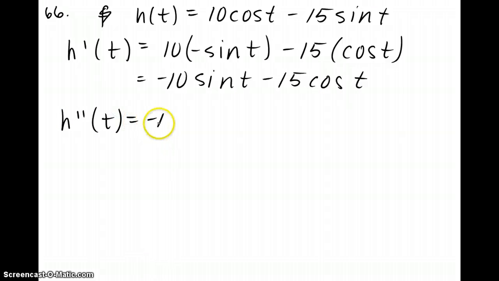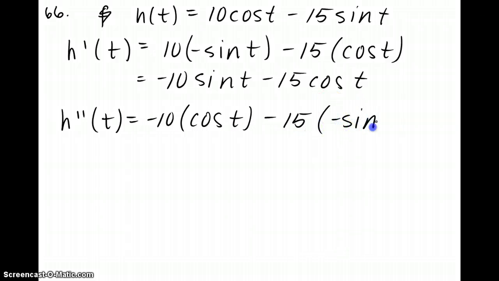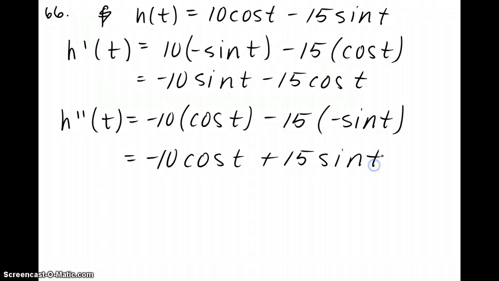Second derivative: negative 10, derivative of sine is positive cosine, minus 15, derivative of cosine is negative sine. So negative 10 cosine t plus 15 sine of t. So that's our second derivative.